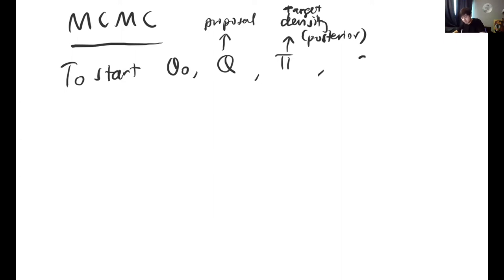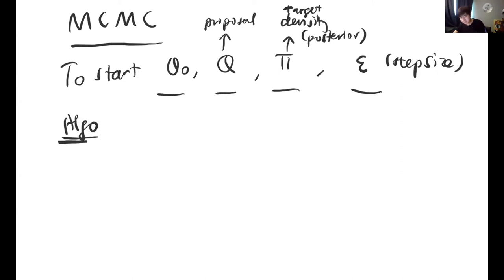And then we need to have this little hyperparameter called the step size. In a moment, you will see that step size is incredibly important. Okay, so we need four things, right? So the algorithm goes as such. Don't worry, later when you try this out in the notebook, I think I have written a copy of this instruction in there as well.